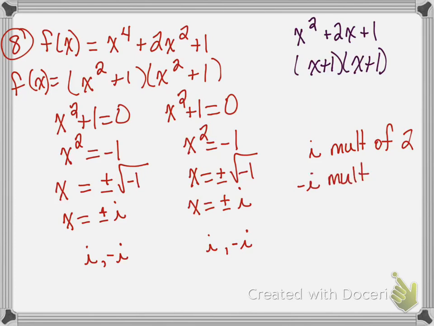Now, typically when we have a multiplicity of 2, we know that it hits the x-axis and changes direction. It goes back the other direction. But here we're talking about imaginary or complex numbers, and so we don't even cross the x-axis. But it is important for you to be thinking about the multiplicities. Okay, so that is number 8. We're not graphing this, but if we were graphing it, this particular graph would not cross the x-axis.